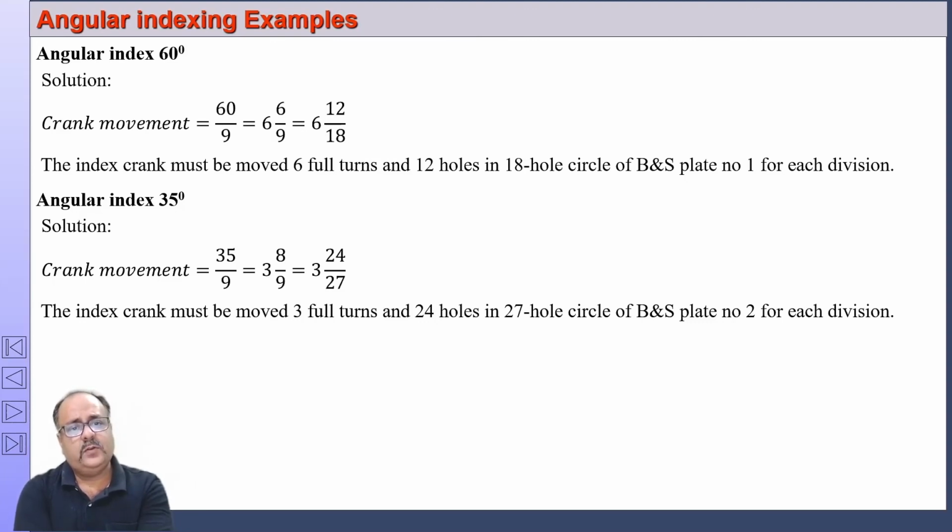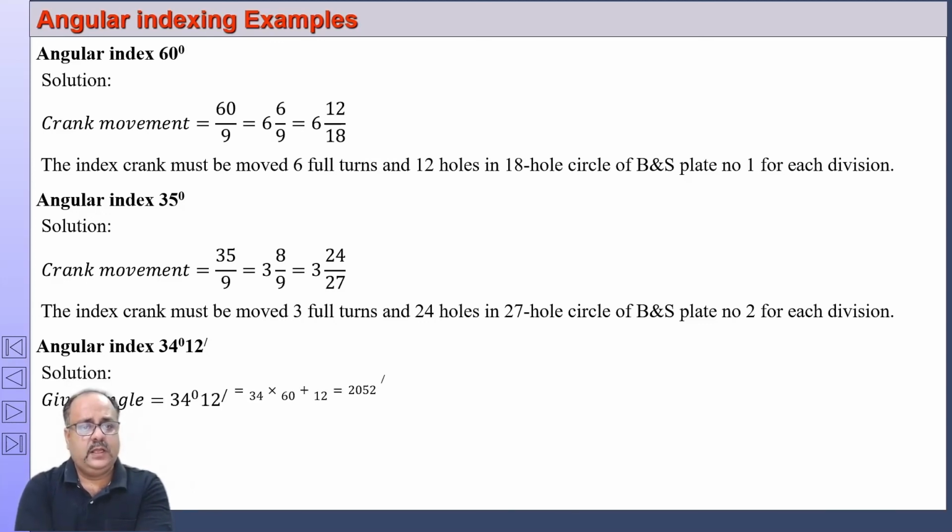Likewise we can divide in seconds also. The angular division is 34 degrees and 12 minutes. That will be 34 into 60 plus 12, which is 2052 minutes. That will be 2052 by 540, that is 3 12 by 15. That means 3 complete rotations and 12 holes in the 15-hole circle will divide the workpiece by 34 degrees and 12 minutes. So I hope differential indexing and angular indexing are clear to you.